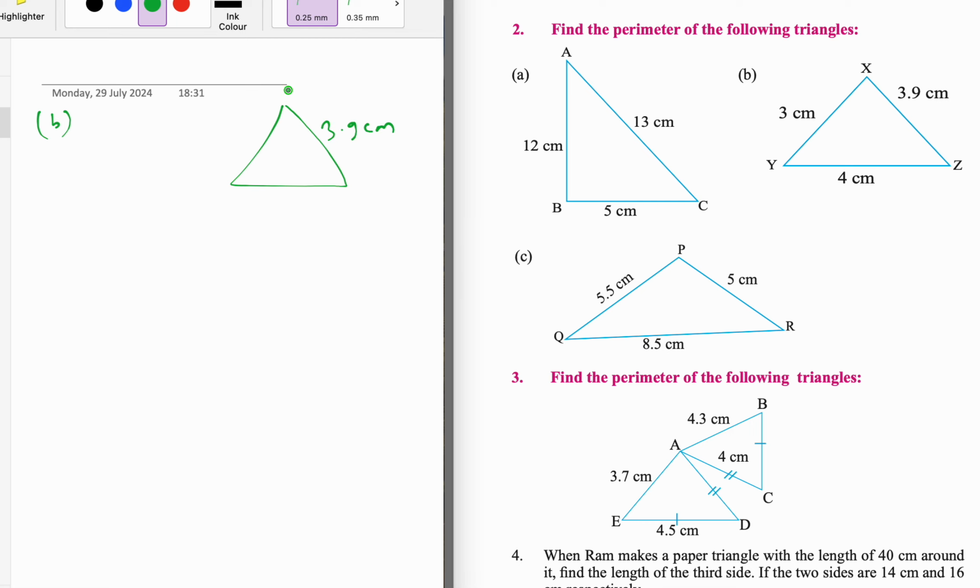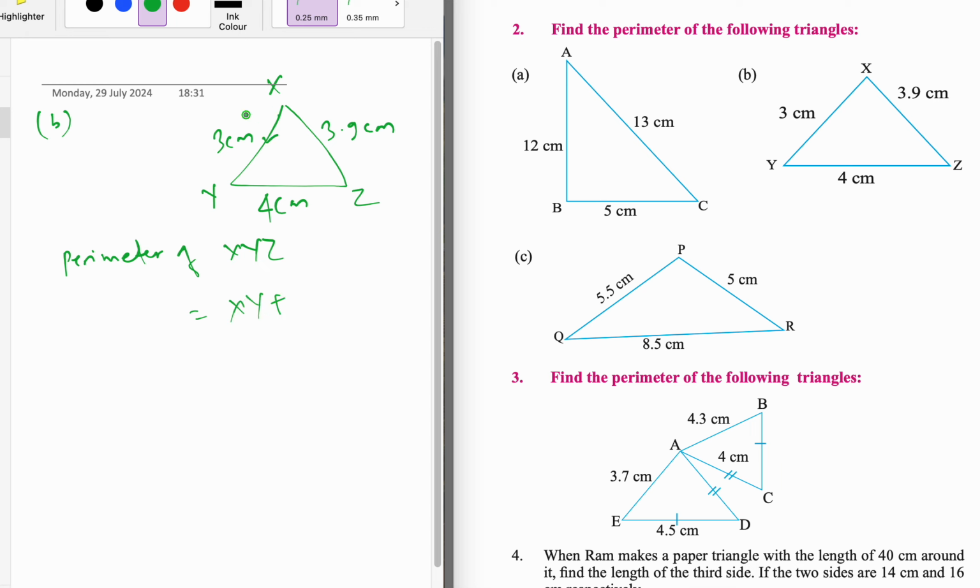3.9 cm, 3 cm, 4 cm, x, y and z. The perimeter of xyz equals the first side xy, then second side yz plus third side zx, equal to 3 plus 4 plus 3.9, which means this is 7 plus 3.9, 10.9 cm. Finished.